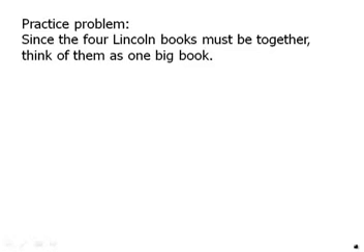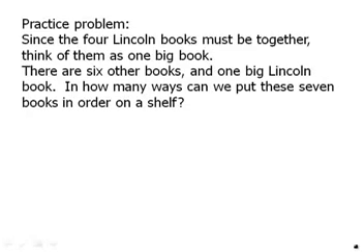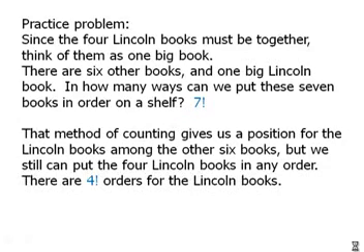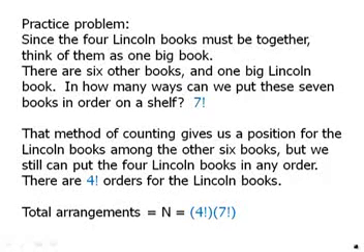Since the 4 Lincoln books must be together, let's start out by thinking of them as one big book. There are 6 books plus one big Lincoln book. How many different ways can we put these 7 books in order on a shelf? Well, of course, 7 factorial. That method of counting gives us a position for the Lincoln books among the other 6 books, but we still can put the 4 Lincoln books in any order. There are 4 factorial orders for the Lincoln books, so the total number of arrangements is 4 factorial times 7 factorial. That's answer choice C.